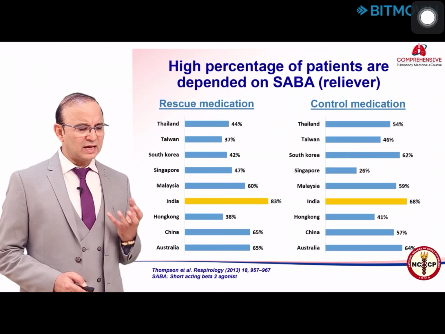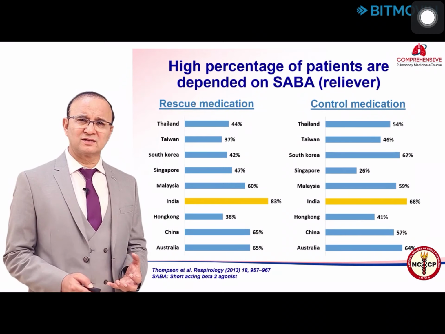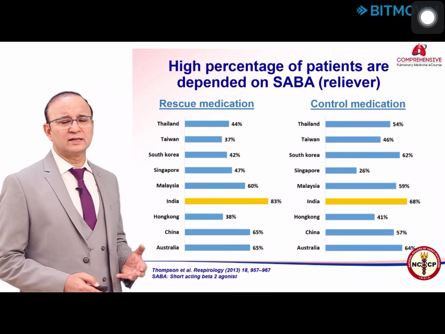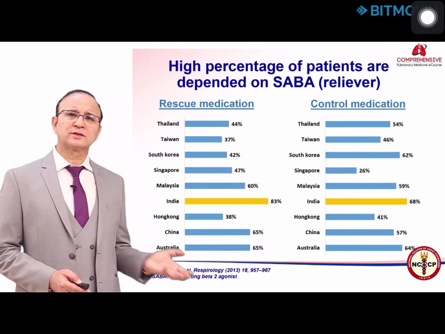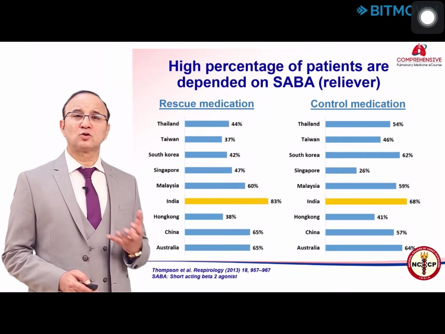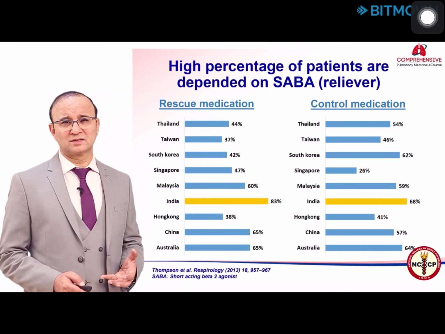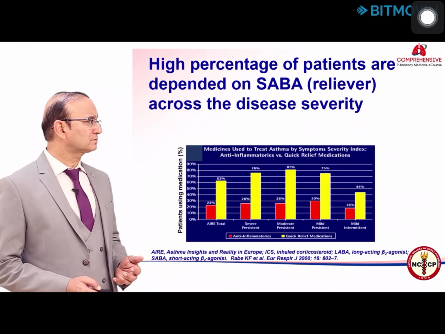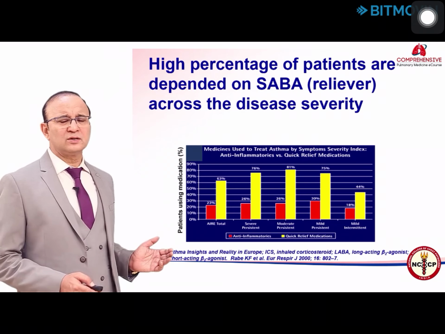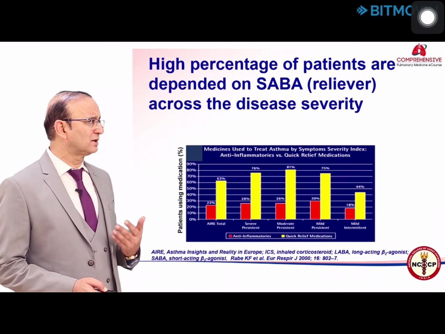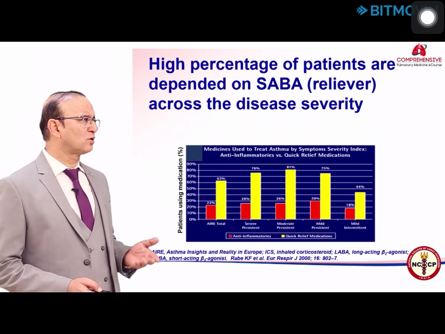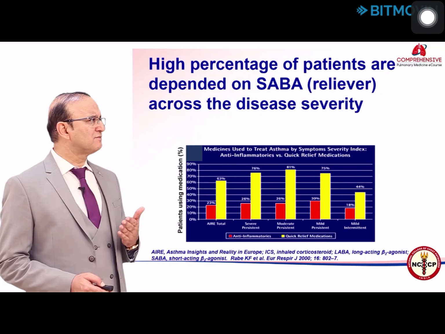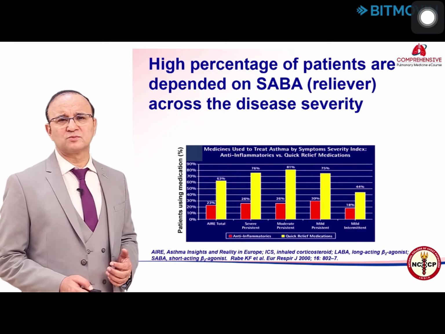And another habit which has been seen in a country like ours is more reliance on a SABA, that is short-acting beta-2 agonist. They will not take controllers, but they will take a lot of the short-acting beta-2 agonist, which really does not help to relieve the symptoms in the long term. And it was seen across all severities of asthma: severe persistent, moderate persistent, mild persistent and mild intermittent. Everywhere the short-acting beta-2 agonists were being used too often.